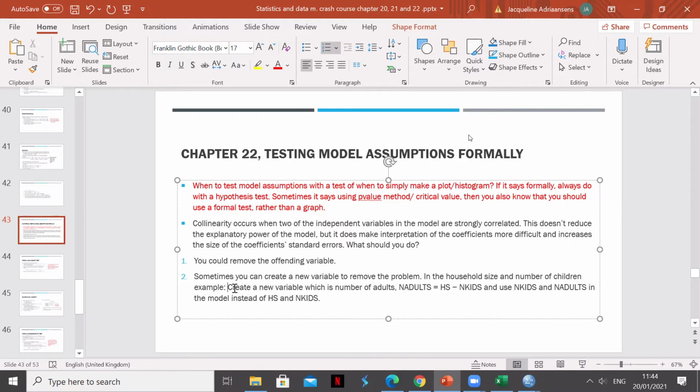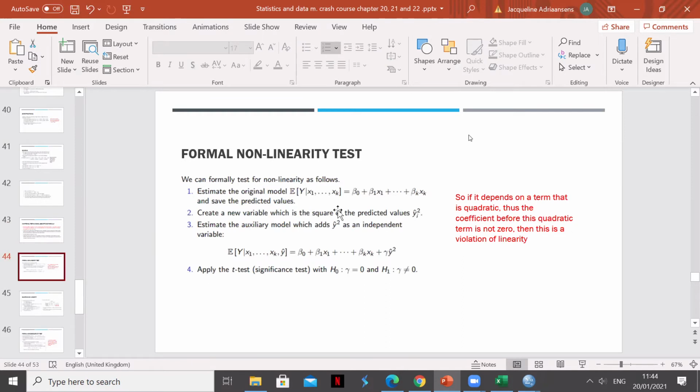And then you include the number of kids and the number of adults instead of household size and number of kids, which usually are linearly related, as I already explained. But usually you don't get such questions. It's really just for your own understanding. But the other assumptions, so nonlinearity, homoscedasticity, independence, and normality, are very important to know and to test. So we are going to learn that now.